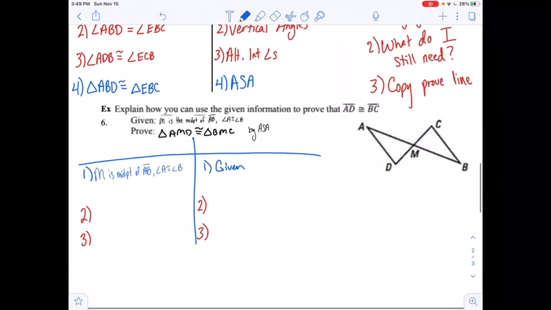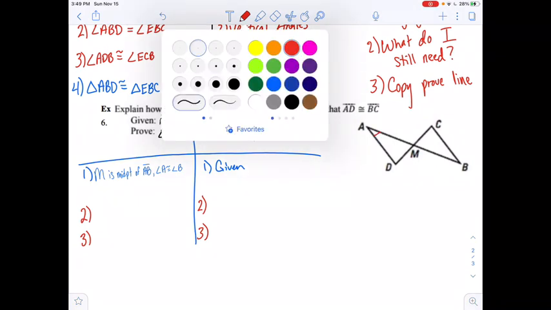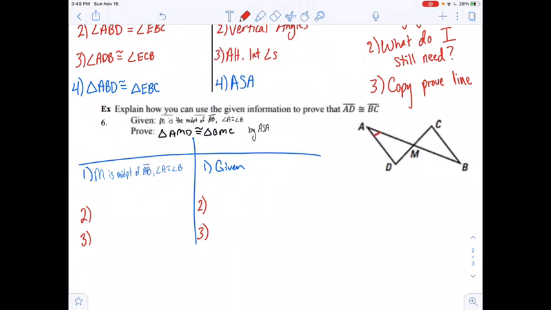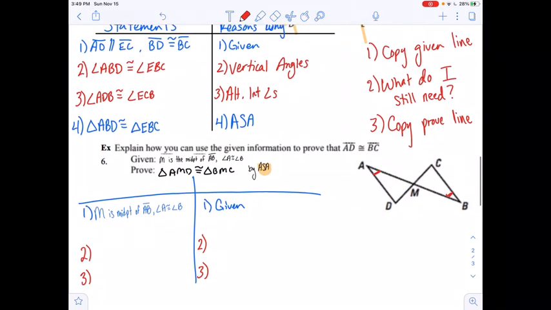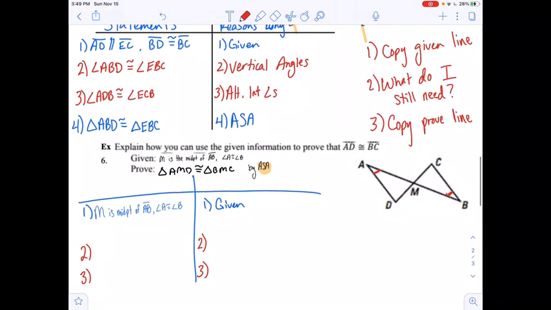All right, now let's prove this one. By angle, side, angle, M is the midpoint of AB. We're given that. Cool. Angle A is congruent to angle B, so let's mark that in. Angle A is congruent to angle B. And they want us to prove it by angle, side, angle. So let's see, what else do I need? Well, I need an angle and I need a side. So what else can I say is congruent without any other information? Remember, we copied our given line. Done. What do I still need?